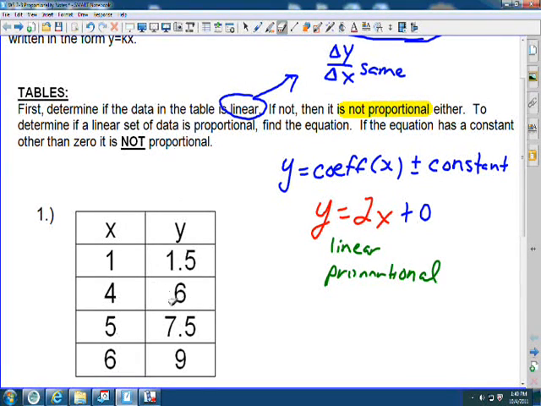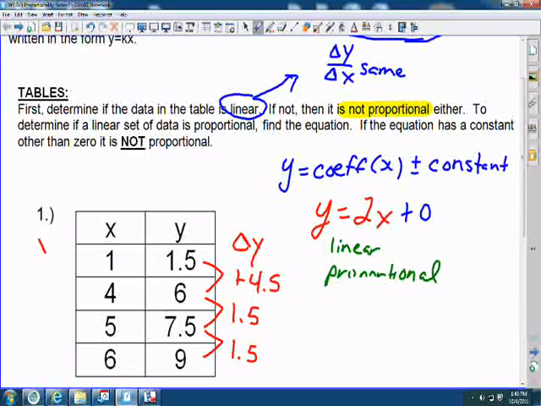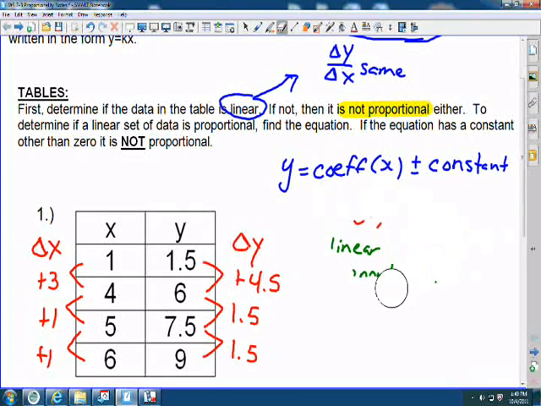So right here, what we're going to do, I'm going to find delta y, the change in y. This right here is plus 4.5. You can always find that by taking 6 minus 1.5. Right here, this is 1.5. This right here is 1.5. Then you have to find delta x, the change in x. This is 3. This is 1. And this is 1. Now, we don't know anything yet. We don't know if it's linear or proportional or anything.